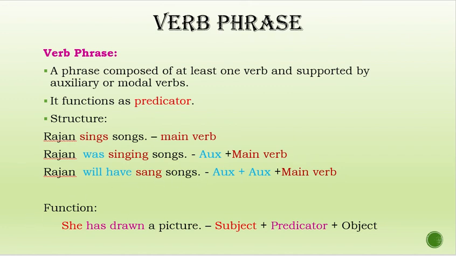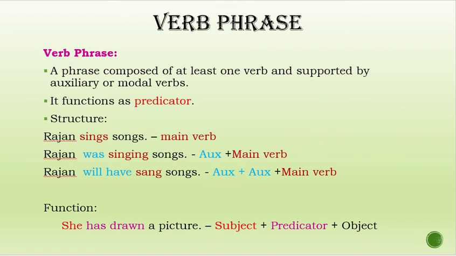Okay, so you should keep in mind that a verb phrase is composed of at least one main verb and supported by auxiliaries or modal verbs, that is called helping verbs, and this is main verb or auxiliaries plus main verb. Auxiliaries plus main verb is the structure of the verb phrase, and the function is that it works as a predicator. For example, she has drawn a picture.